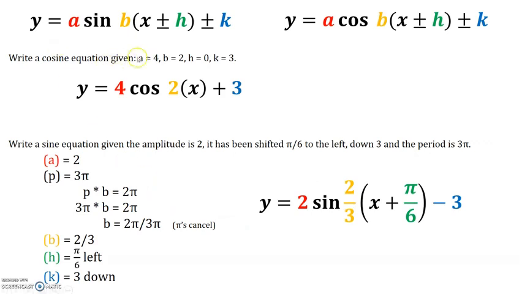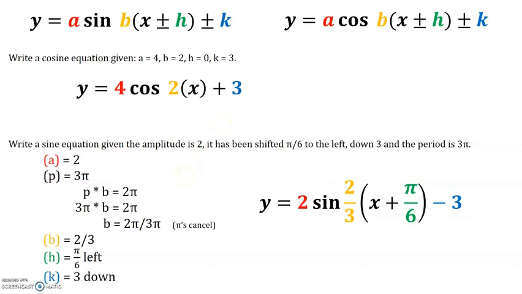Say I have a is equal to 4, b is equal to 2, h is equal to 0, and k is equal to 3. I can actually now take all these values and plug them back where my equation is supposed to be. If you recall, our a value always starts our equation, so that's why I put 4 first. Then it asked me to write a cosine equation, so I write cosine. My b value is 2. There is no phase shift, so it's just x in parentheses there. You actually don't need your parentheses, it's up to you if you want to put them. And then we have plus 3 because our k value is 3.